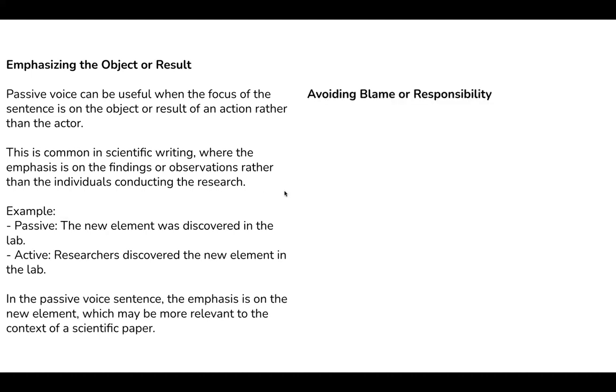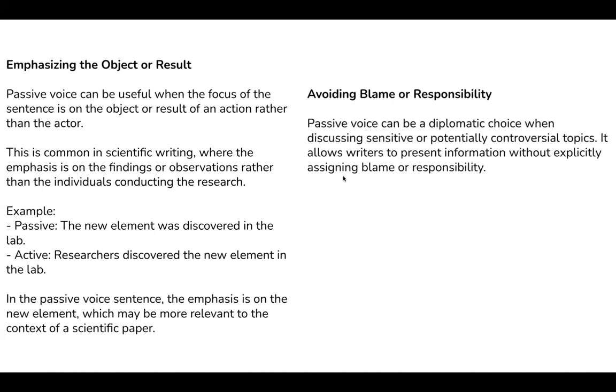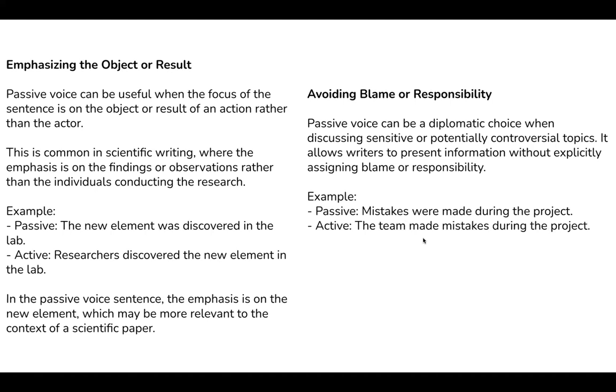Yeah. So in cases when you need to avoid blame or responsibility, you can use passive voice to be diplomatic when discussing sensitive or potentially controversial topics. It allows you to present information without explicitly blaming or assigning responsibility. For example, you can say mistakes were made during the project, and that will be it, instead of selling the team out by saying the team made mistakes during the project, right? So in cases when you want to avoid blame or responsibility, you can use passive voice.